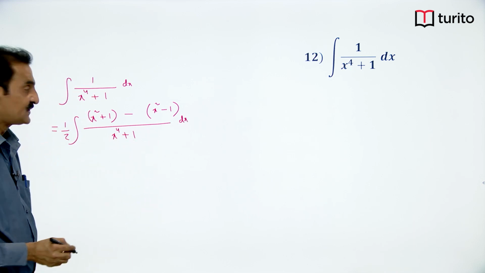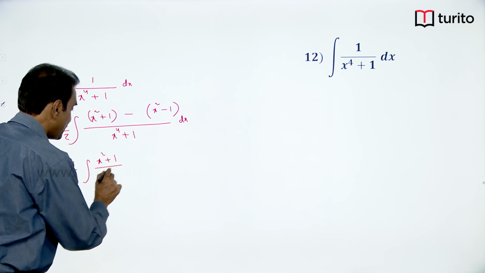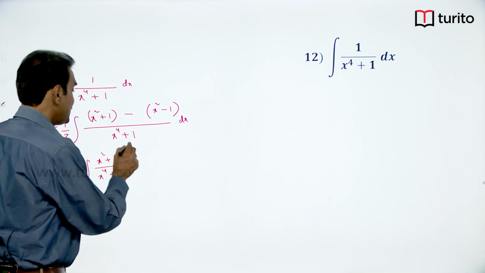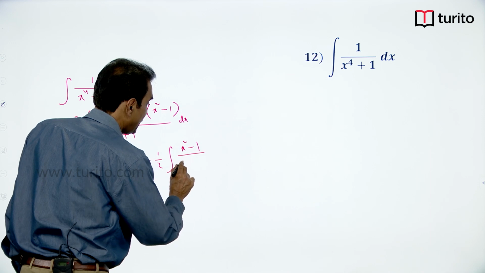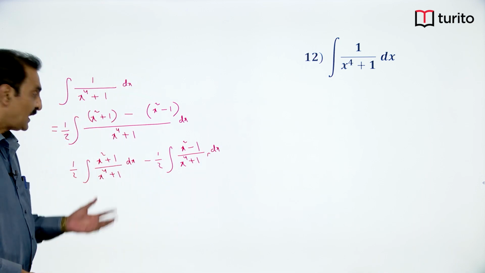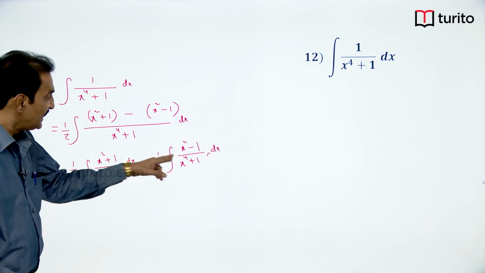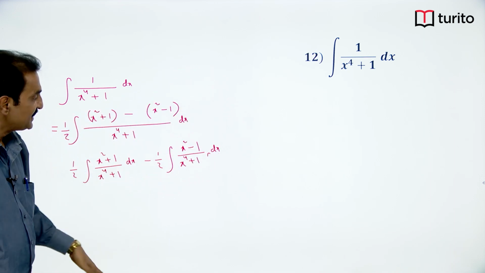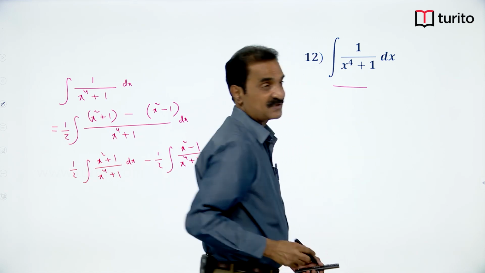Now separate into two integrals. 1 by 2 integral (x square plus 1) by (x power 4 plus 1) dx minus 1 by 2 integral (x square minus 1) by (x power 4 plus 1) dx. We have solved both the questions. This was one of the questions in the previous class, and just before this we have solved this question. So you finish this completely. This is the method of finding the integral of 1 by x power 4 plus 1.